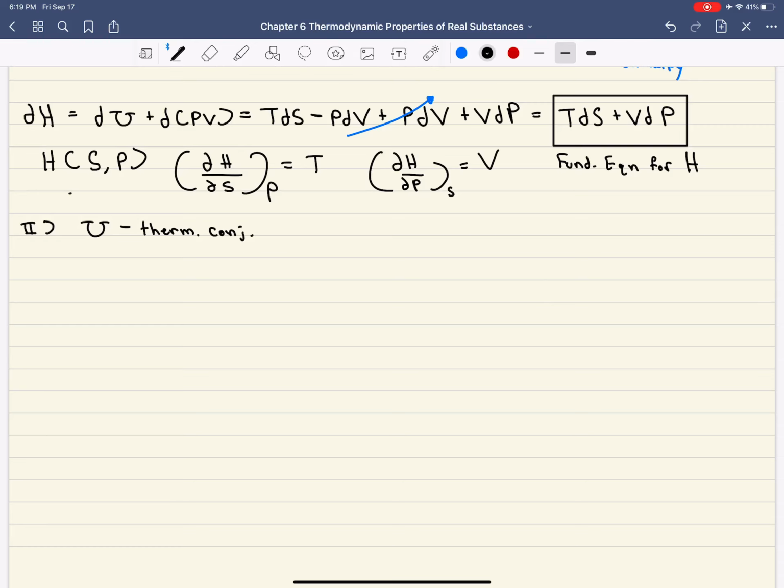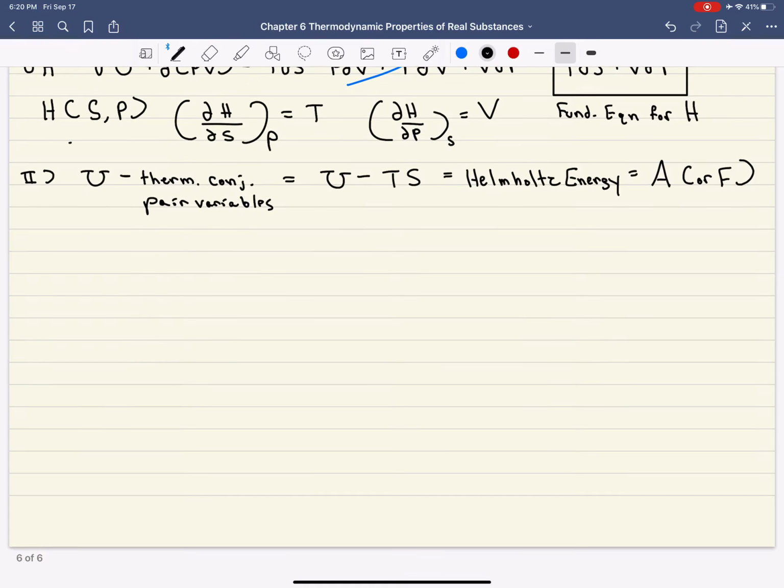but what we're going to subtract off this time are the thermal conjugate pair variables. And so here, the thermal conjugate pair were temperature and entropy. And this Legendre transform gives us what we call the Helmholtz energy. Right? And this is commonly abbreviated as A or F. You see both in the technical literature. So A or F are interchangeable. All right, and so that's the definition of the Helmholtz energy.